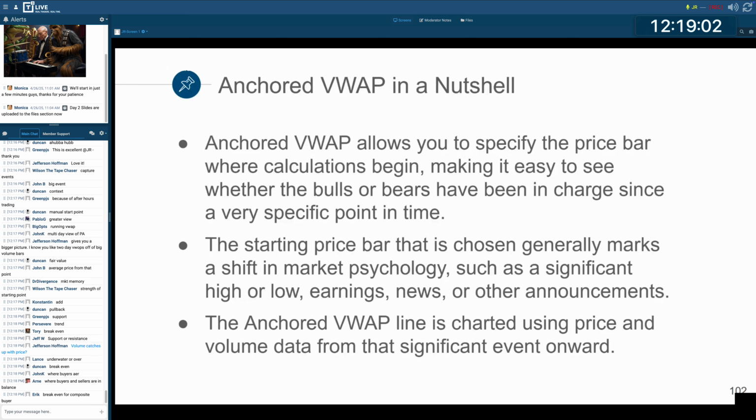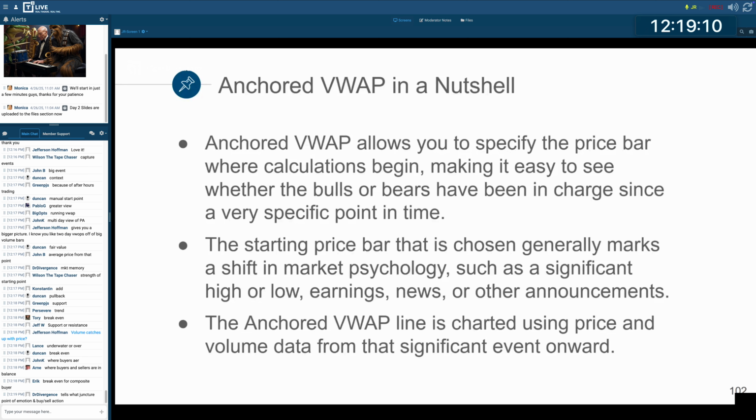The starting price bar that is chosen generally marks a shift in market psychology, such as a significant high or low, earnings news, and other announcements. Anchored VWAP line is charted using price and volume data from that significant event onward.